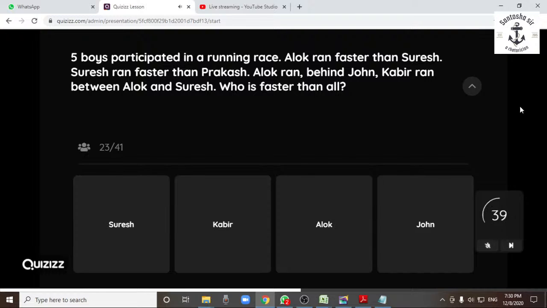We have 40 seconds more. 23 members answered out of 41. 30 seconds more. 24 members answered out of 41 participants. Naveen says 1 minute 30 seconds is enough. But I am not sure if I have any option to select 1 minute 30 seconds. I think after 1 minute it is giving us 120 seconds. Last 5 seconds. 24 members only answered out of 42 participants.